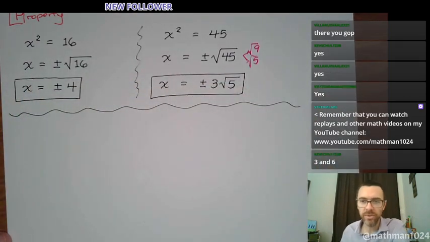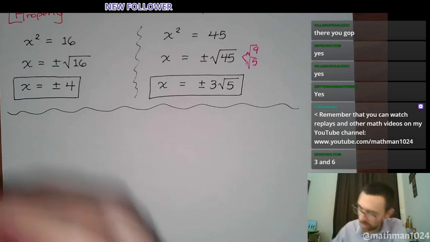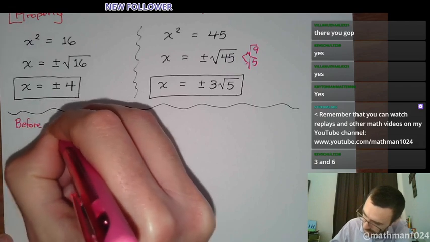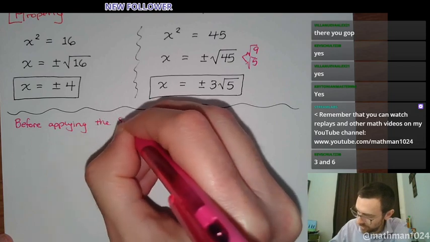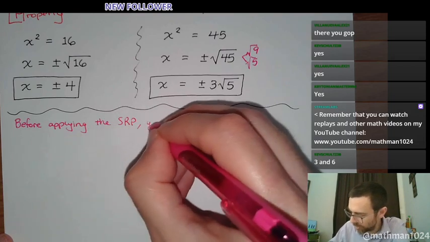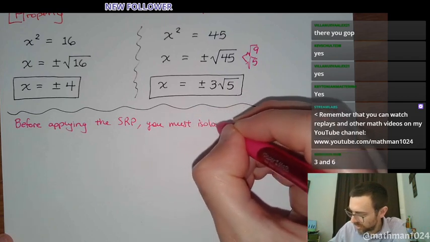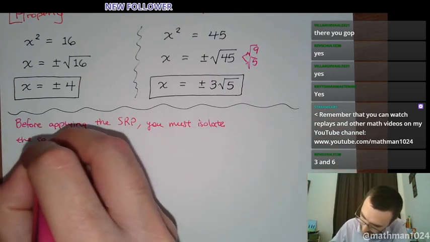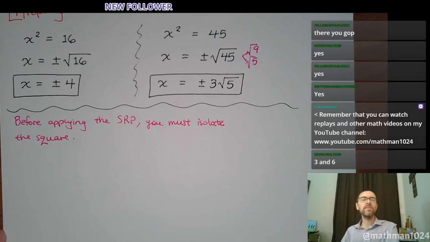Now, the key thing about all of this is that before you use the square root property, I better write this down. Okay, so before applying the square root property, you must isolate. You must isolate the square. So before you can even think about using the square root property, you have to get the square by itself.